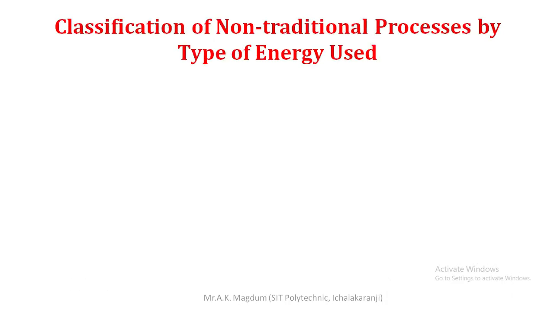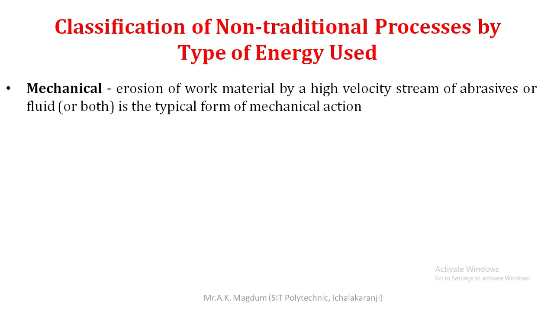Next one is the classification of non-traditional processes by type of energy used. Basically, non-traditional machining methods or processes are classified under various energy groups. First one is the mechanical energy. Erosion of work material by a high velocity stream of abrasive or fluid or both is the typical form of mechanical action.